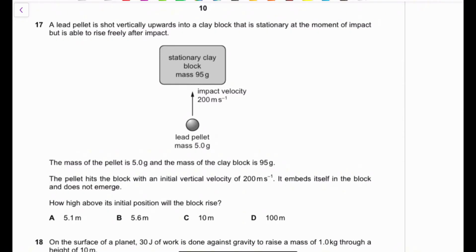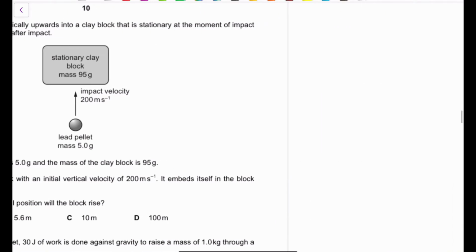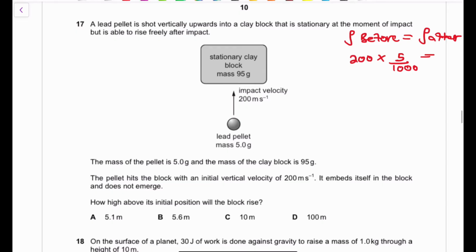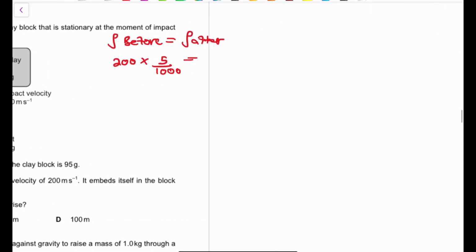Very important. Okay, so what do we know? We know that momentum is going to be conserved. So momentum before is going to be equal to the momentum after. What is the momentum before? The momentum before is 200, which is the velocity, times the mass, which is 5 over 1,000. That's going to be equal to after. They're going to embed. So here's what's going to happen, right? Let's make this up so that it makes sense, because we want to find the velocity after this is happening, right? So we want to find this value of v.